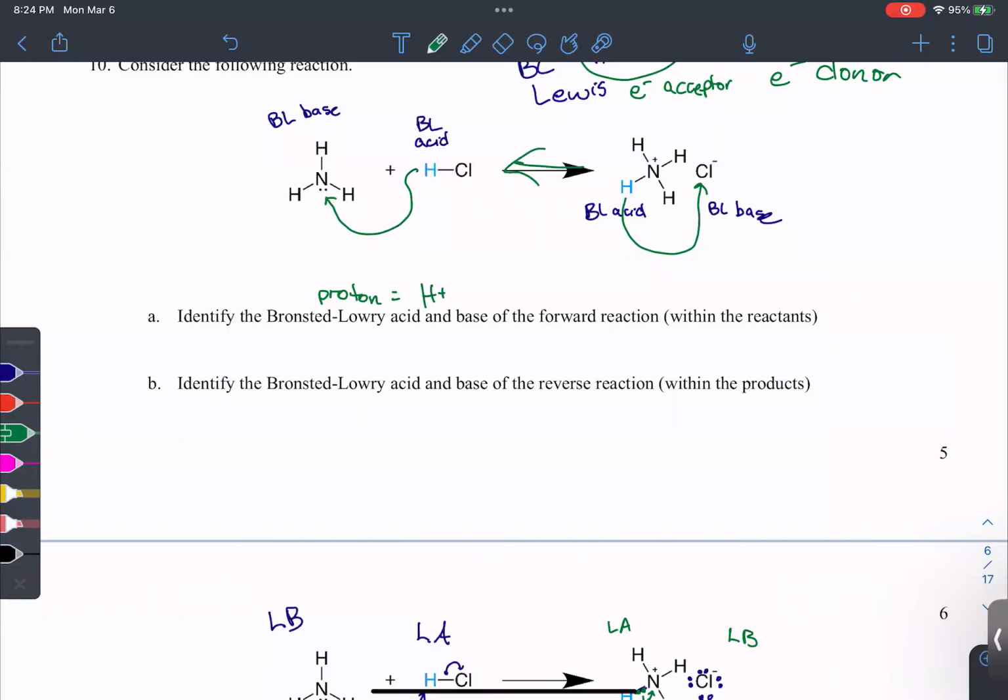All right, so those definitions, they match each other. You're never gonna have a mismatch of like a Bronsted-Lowry acid and a Lewis base. That's probably not going to happen, all right?